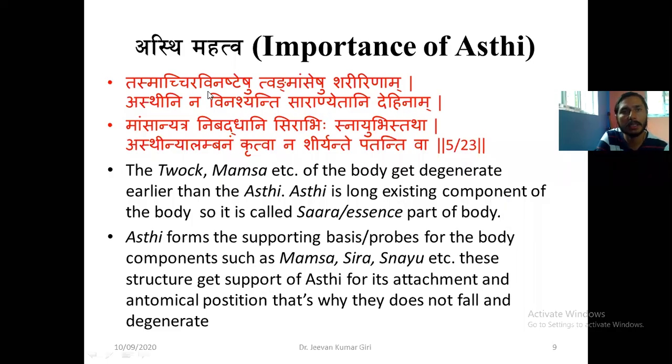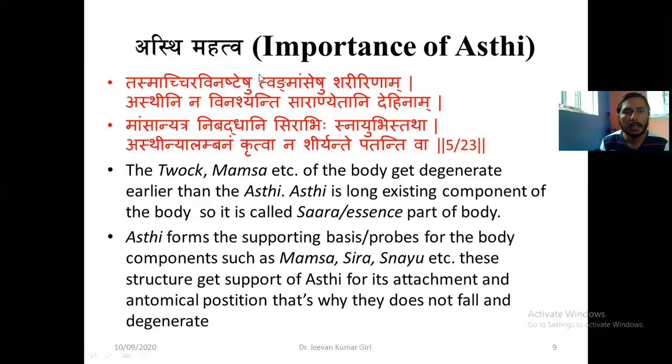Now, what is the meaning of it? See here, for example, the human body. After the death of the human body, what will happen? All the soft tissues, that is the muscles, ligaments, and vessels, will all decompose within a short period of time. But the bone, the asthi, will exist for a long period of time, isn't it? That is told by the above sloka.